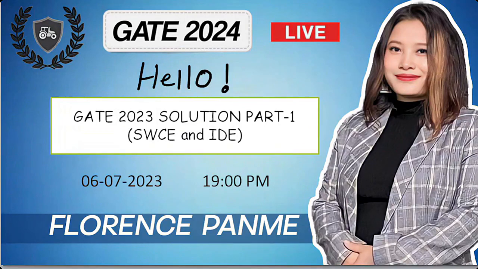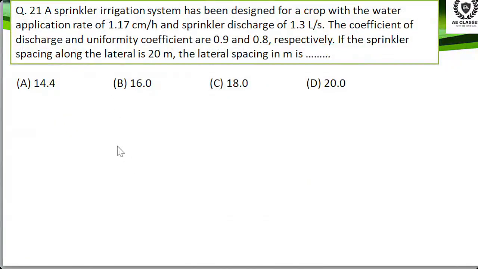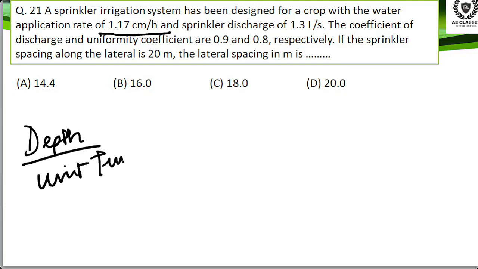Let's start with our first question. In this class I have selected a few questions, and the MCQs, the theory-related questions, will be done in the next part. For today, the first question is question number 21 from GATE 2023. It says a sprinkler irrigation system has been designed for a crop with a water application rate. What is application rate? The depth of water that you give per unit time, isn't it? It can be mm per second or per minute also.